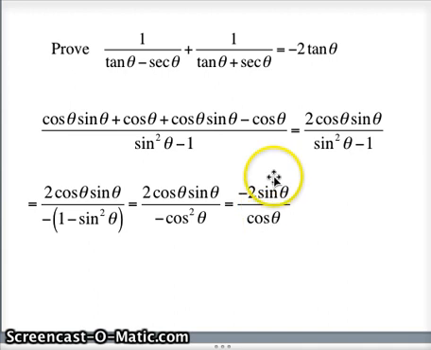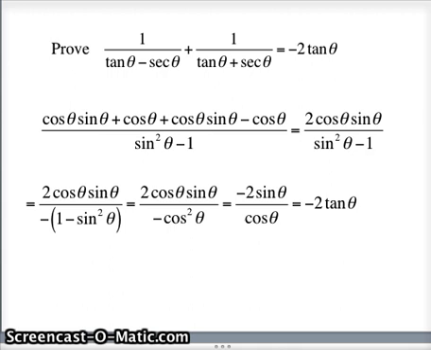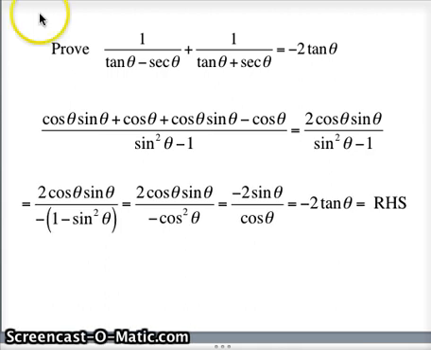Now what is sine theta over cos theta? Sine theta over cos theta is tangent theta. And that goes ahead and gives us that answer of -2 tangent theta, which is indeed the right-hand side of our original that we were trying to prove. So our strategy was to start on the left-hand side and have a whole string of equal signs so that our result will be the right-hand side. And that will conclude this lesson.